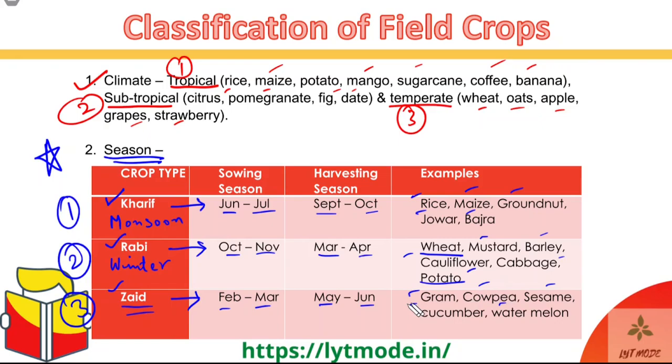So Kharif, Rabi and Zaid, it's very important, guys. Remember the months, and even more than that, remember these examples by heart. Okay, remember these examples by heart.